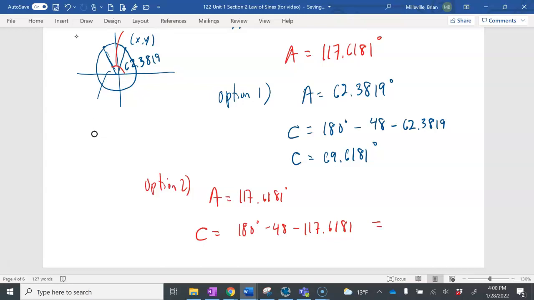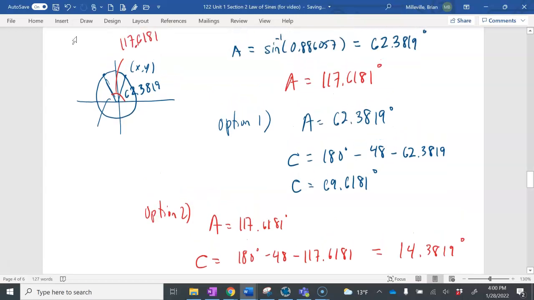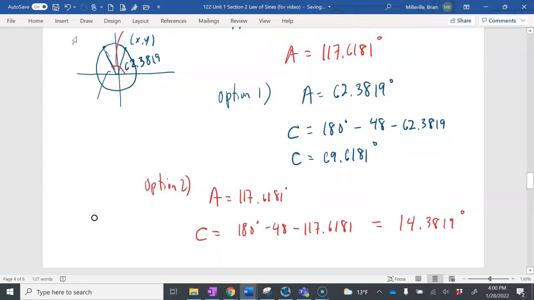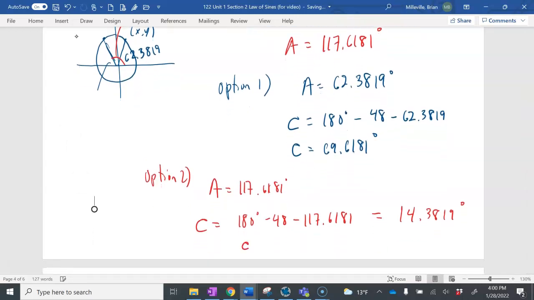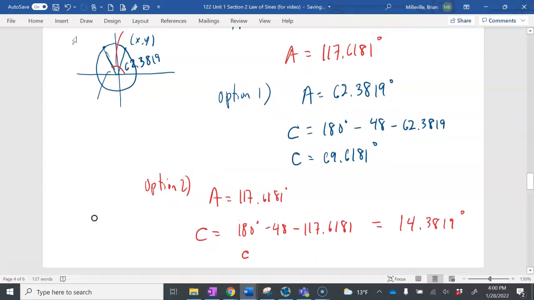Doing the calculation here on my calculator, we get that this angle is quite small. It's 14.3819 degrees. So the second option would be to have that angle for capital C, and then we would have a different side length little c, which we would need to find using the law of sines, which again I'm going to leave out for this video. Might make one more dealing with an application problem or so with the law of sines.